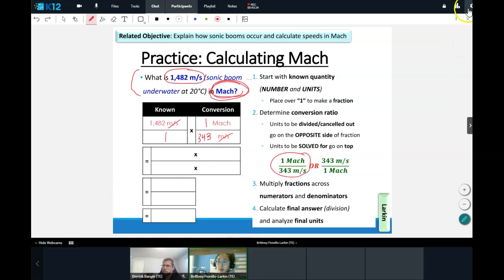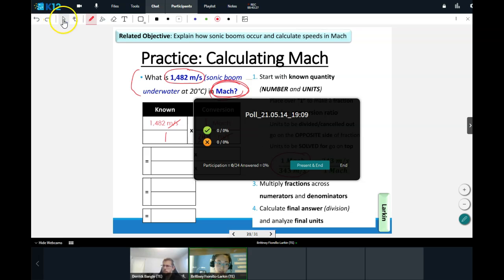All right, go ahead and give me a green check, orange X if you're following along so far. Again, I know this is kind of a new thing, so that's why we're practicing it together. It's kind of one of those things where you just have to practice it a few times, and then it begins to make more sense.